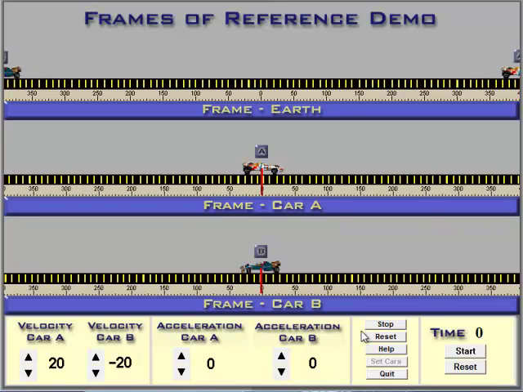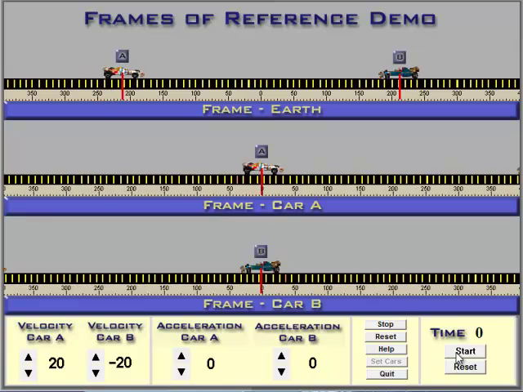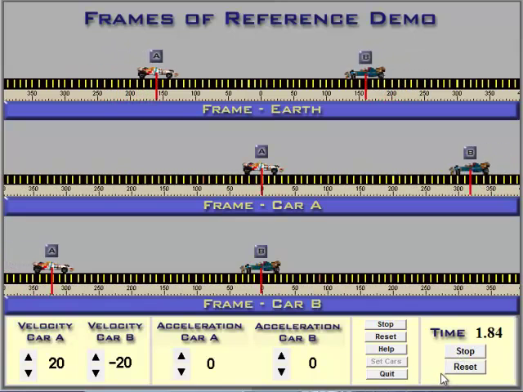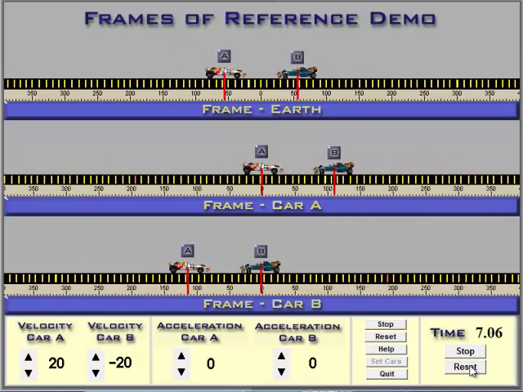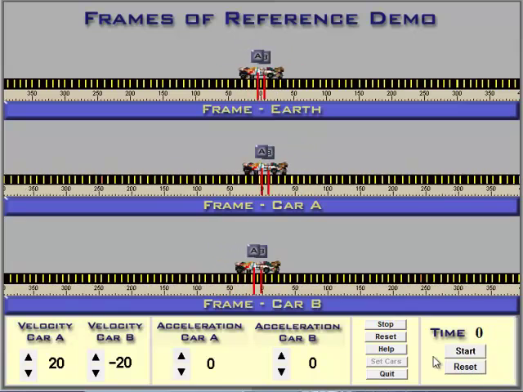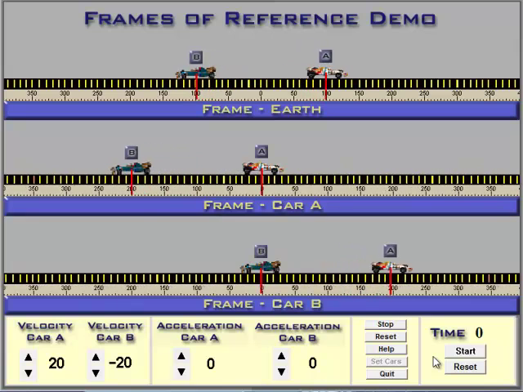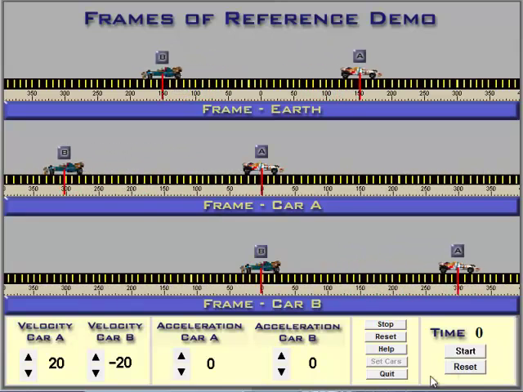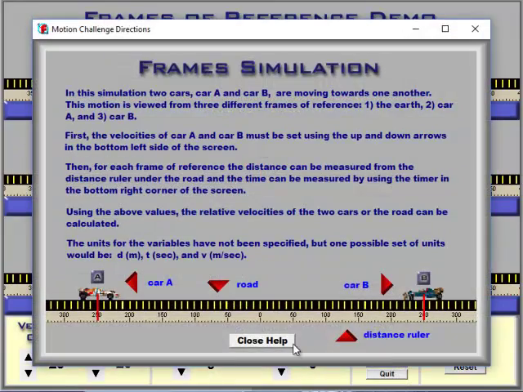One of the things that you can do is, after you start them, you can start a timer. So you can use that to measure the velocities with respect to the frames of reference to illustrate a number of points about what happens in different frames. There is a help screen which talks about how the three frames of reference are set up: car A, car B, and the road.